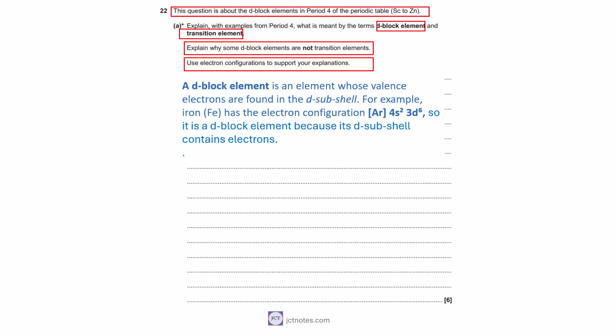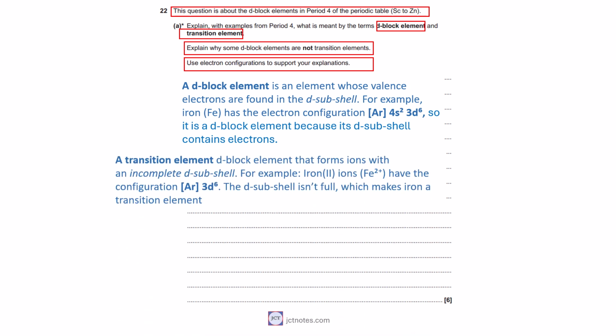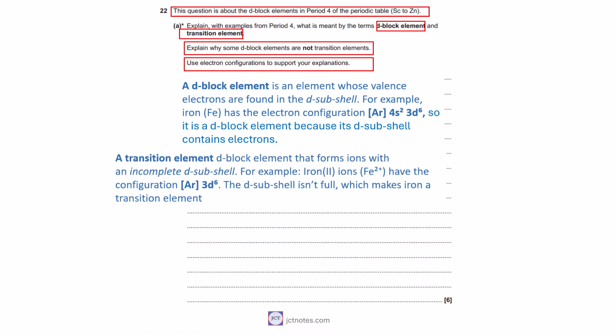For example, iron has the electron configuration of argon, 4s2, 3d6, so it is a d block element because its d subshell contains electrons. A transition element is a special kind of d block element. It forms ions with an incomplete d subshell. For example, iron 2 ions have the configuration argon, 3d6. The d subshell isn't full, which makes iron a transition element.